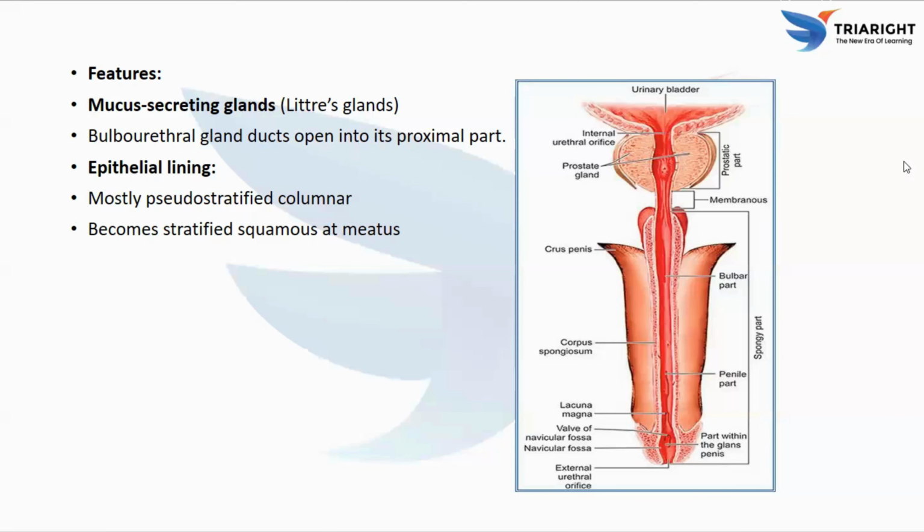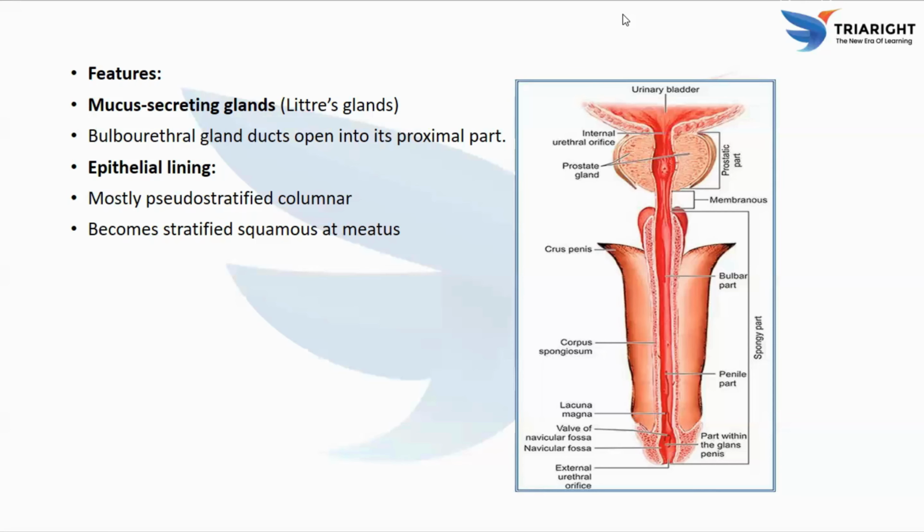And here are the important structures in the diagram. This is the bulbar part, which is the beginning part inside the bulb of the penis, and this is the penile part which runs along the shaft, and the navicular fossa over here, which is a widened area near the tip, and the external urethral orifice, which is the opening through which urine and semen exit the body. And you can also find the lacuna magna, which is a small pouch-like widening inside the navicular fossa.